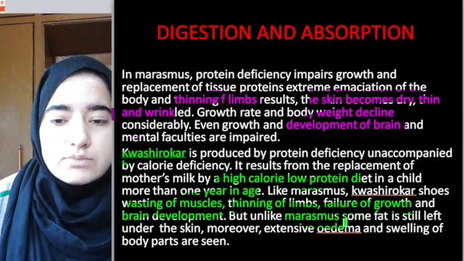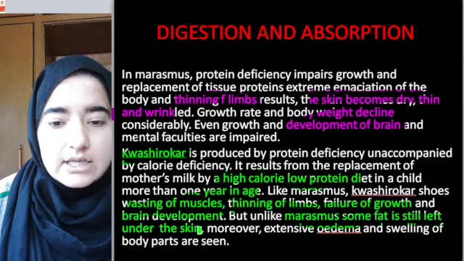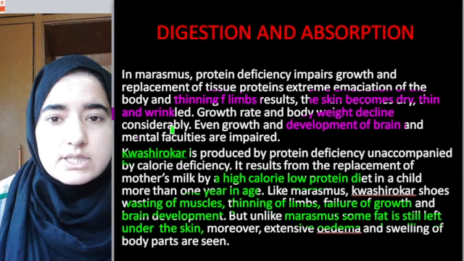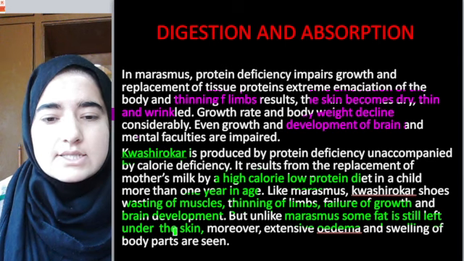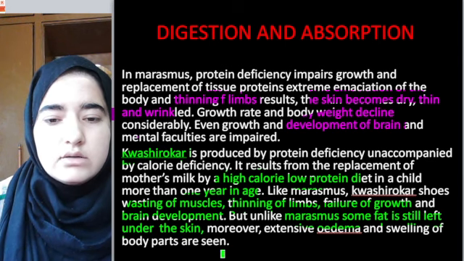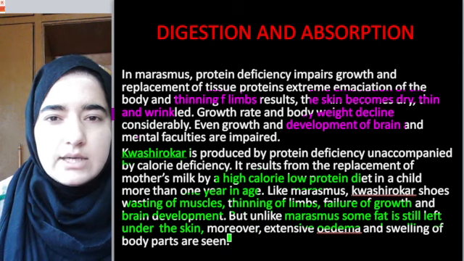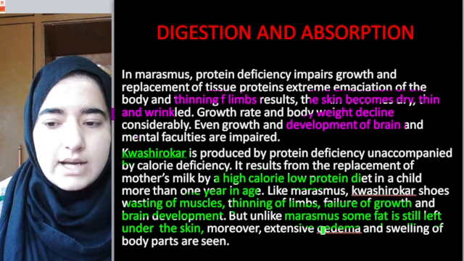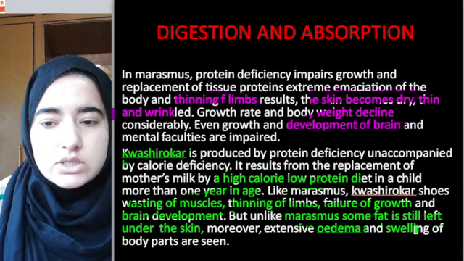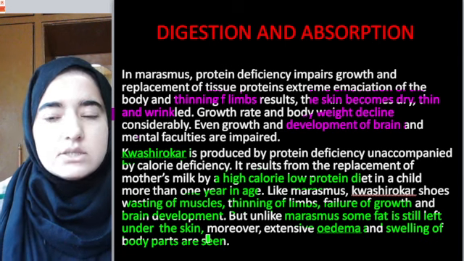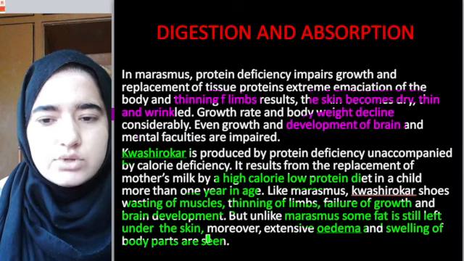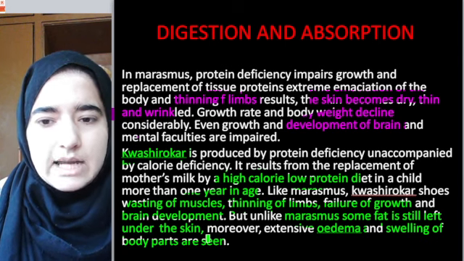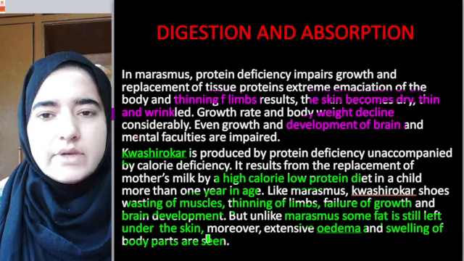But in kwashiorkor, some fat is still left under the skin, whereas in marasmus there is wrinkled skin. That's why some body parts are seen to have edema or swelling. In kwashiorkor you might see a person with edema or swelling of body parts, because there is some fat left under the skin.